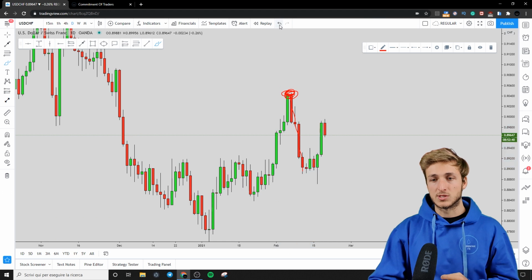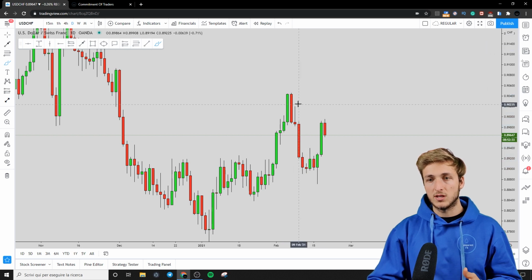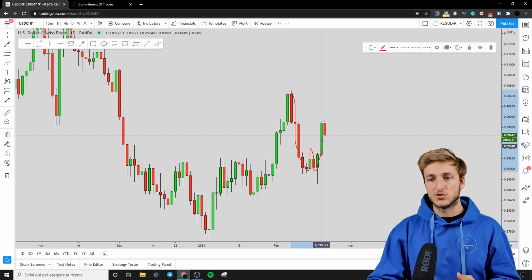But at the moment, as I was saying, there is the possibility to be looking for a nice shorting opportunity. The reason being is that the market has currently printed here on the daily time frame this nice W formation.